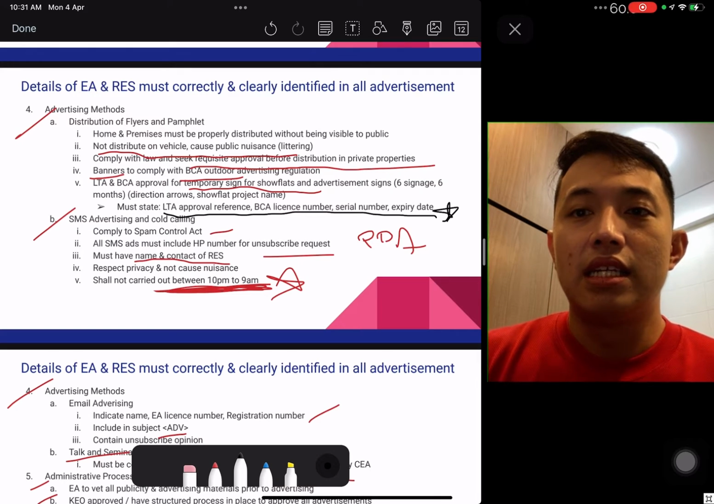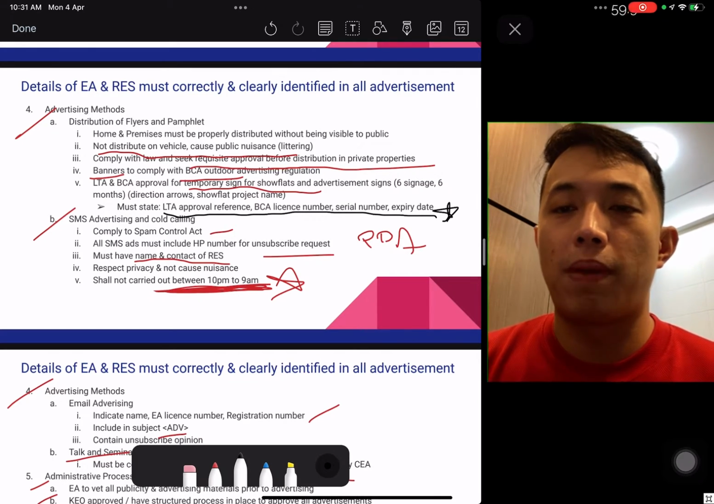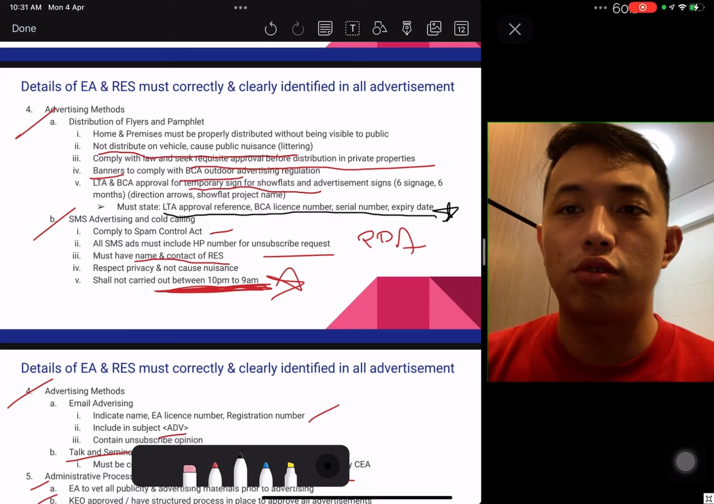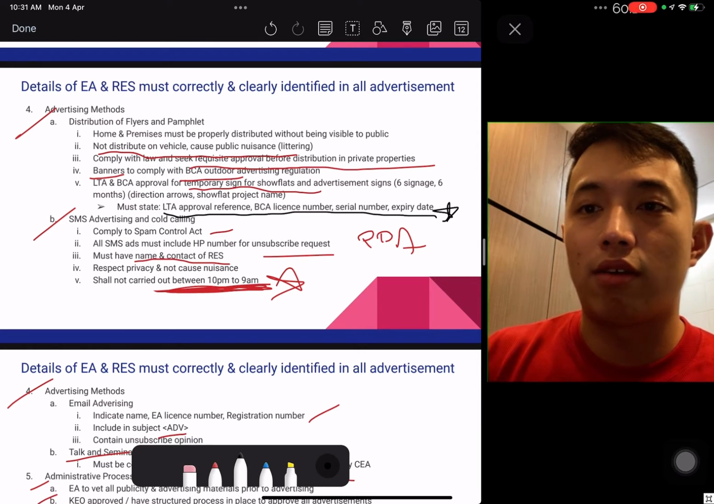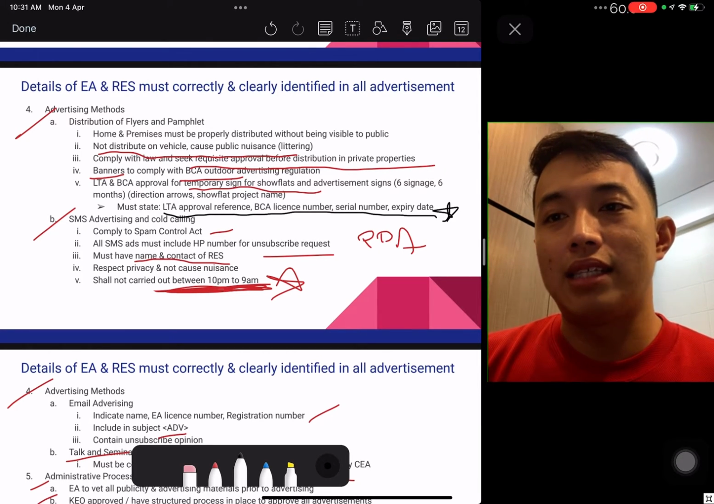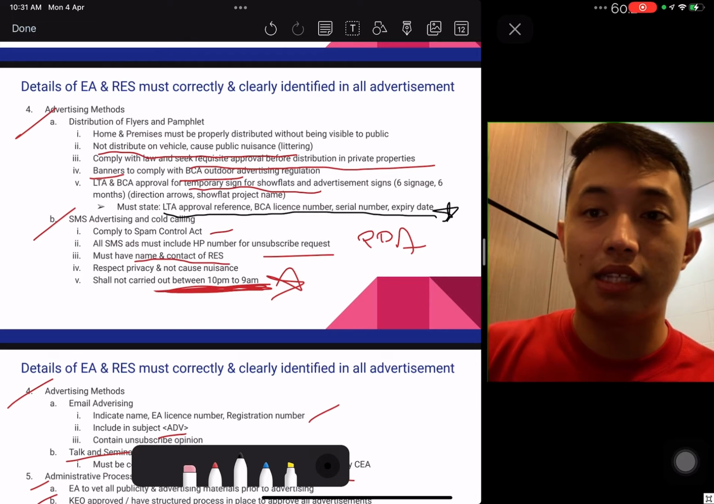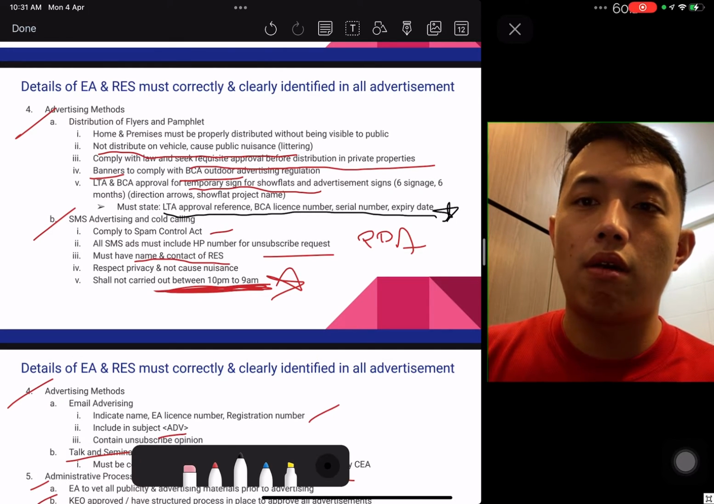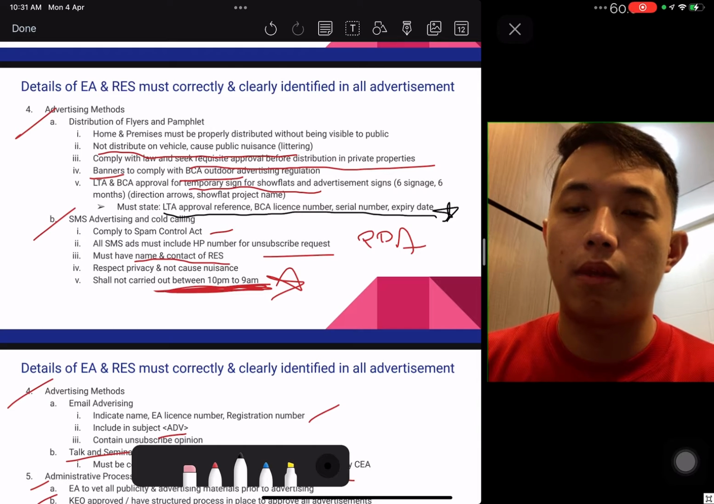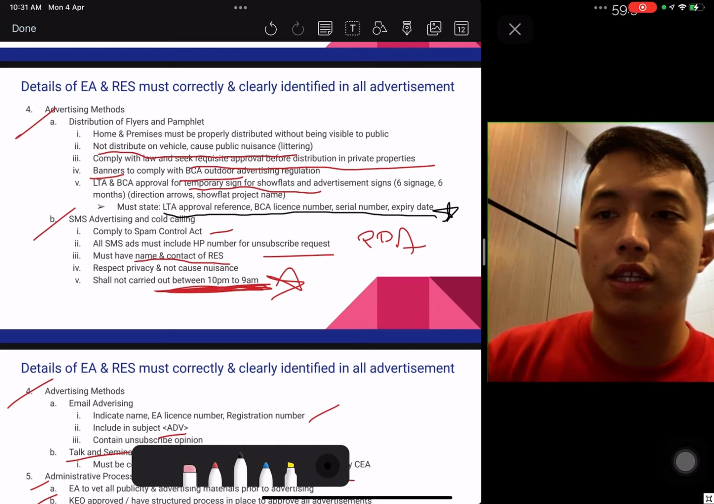Secondly, SMS, this will be tested. You have to comply with the DNC Act. Do not cause nuisance. You must have your name and contact number of the RES. Clients are allowed to make unsubscribe requests. And lastly, do not make calls or send SMS after 10 p.m. and before 9 a.m. This is a no-working-hour period.